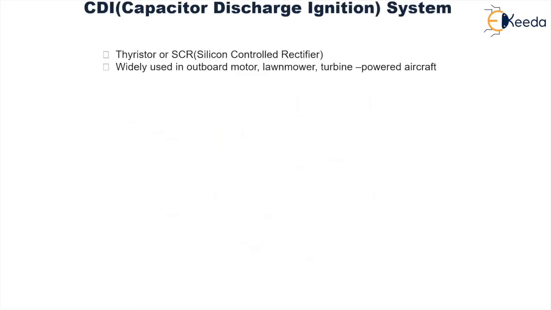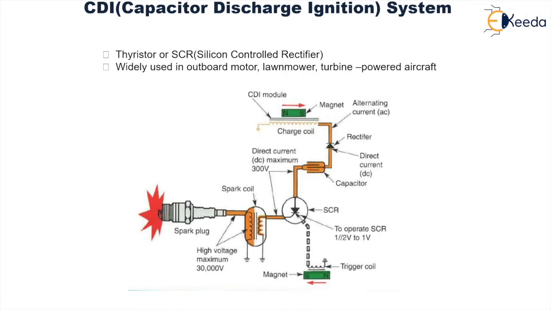Another ignition system is the CDI, that is Capacitor Discharge Ignition System. It employs the use of thyristor or SCR, which stands for Silicon Controlled Rectifier. This ignition system is also widely used in outboard motor, lawnmower, turbine powered aircraft. As you can see, a magnet is used and a charged coil is present.